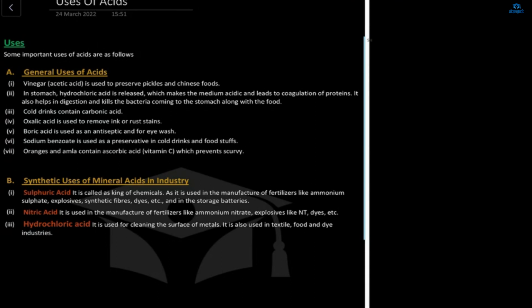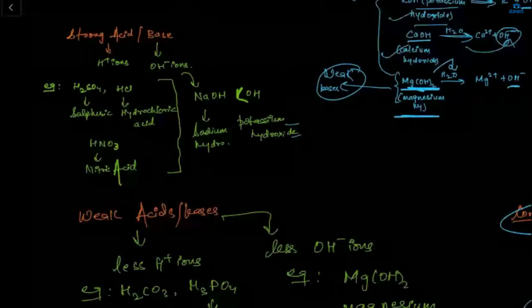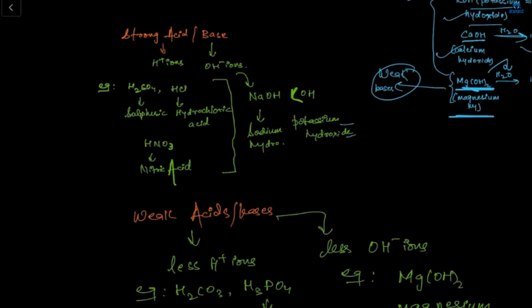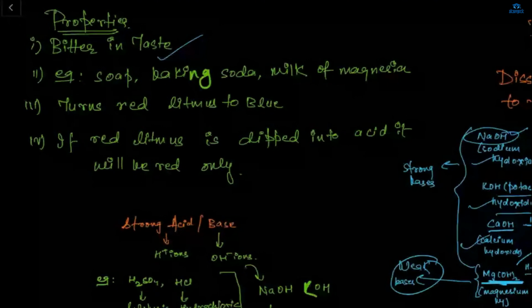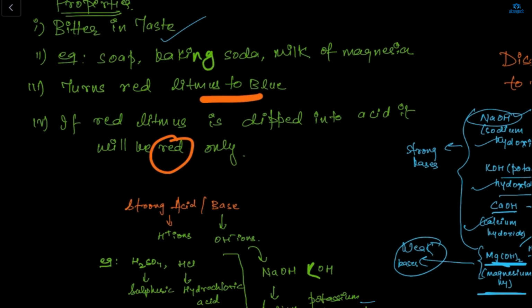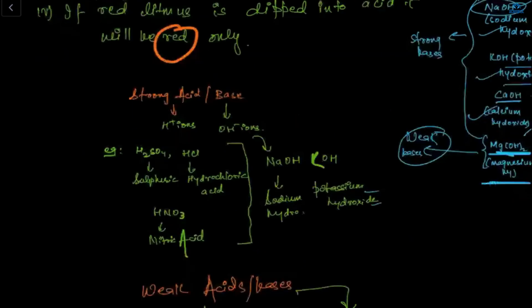What if we put litmus paper in a solution? Bases will turn it from which color to which color? Bases turn red litmus to blue. And if red litmus is dipped into acid, it will remain red. Now next, what are strong bases and strong acids?